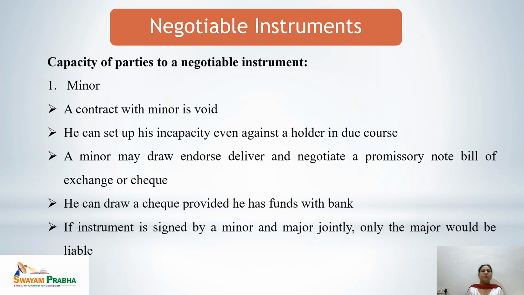The first one is the minor. Any contract with a minor is always void ab initio. That means a person who is a minor cannot be a party to a contract, so similarly he cannot set up a good title against a holder in due course. So a minor may draw, endorse, deliver and negotiate a promissory note or bill of exchange or check, but he cannot be a holder in due course.